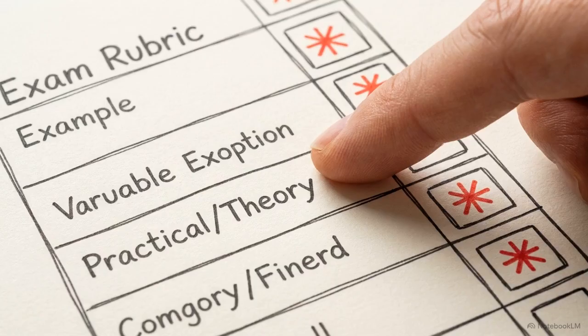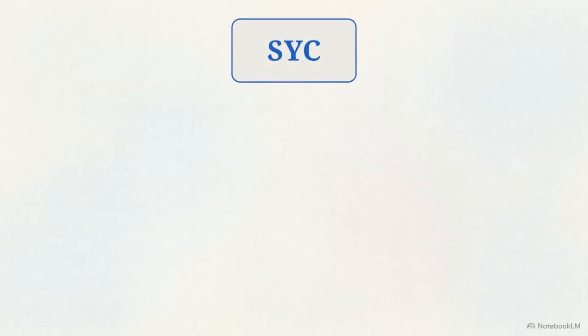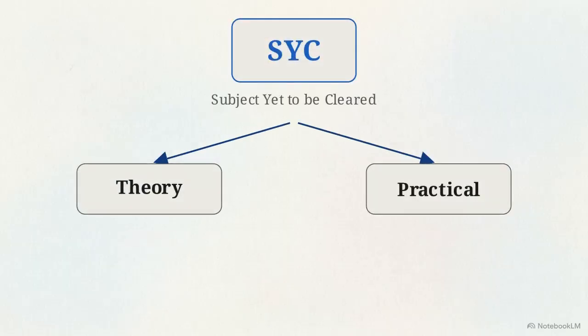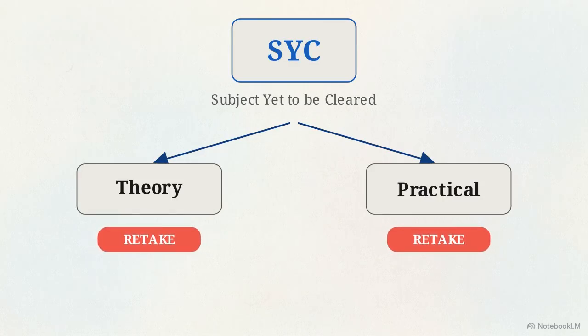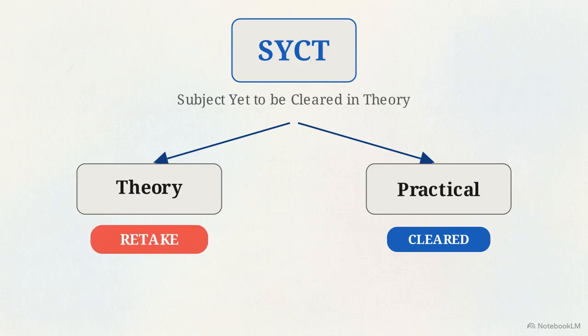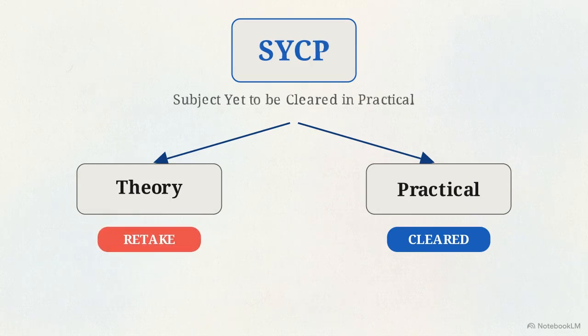Now we look at the academic codes. These dictate precisely which parts of an exam you missed, starting with the SYC family. This flowchart shows SYC, subject yet to be cleared. You missed both theory and practical, so you must retake the subject. If the code becomes SYCT, clear only the theory portion. If it changes to SYCP, you only retake the practical exam.